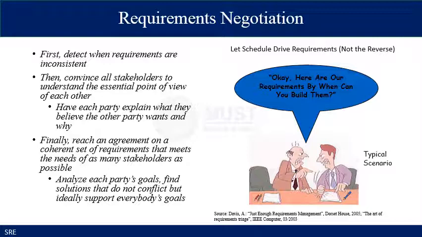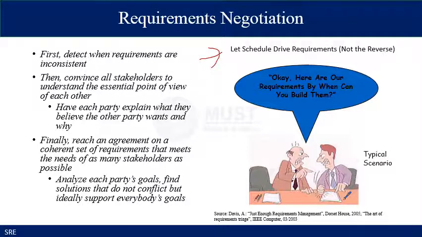Conclusively, reach an agreement that is a coherent set of requirements that meets the needs of as many stakeholders as possible. This can be done by analysis of each party's goals, finding solutions that do not conflict but ideally support everybody's goal. So the solution is let the schedule derive the requirements, not the requirements deriving the schedule. So put the time constraint on the requirement analysis techniques.